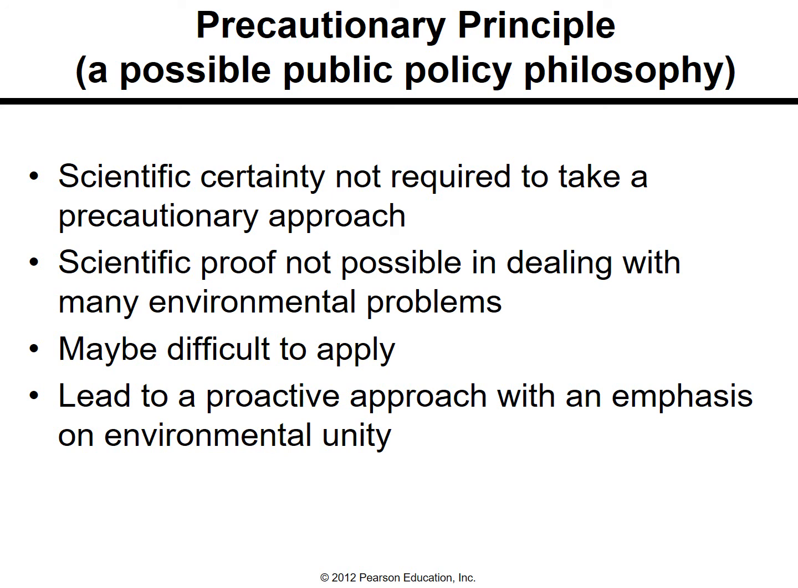Part of the reality behind why people might be an advocate for the precautionary principle is that scientific proof is not possible in dealing with many environmental problems. The precautionary principle may be difficult to apply, partly because of our state of knowing, but another reason why the precautionary principle is difficult to apply is because not everybody in a region or globally is going to be in agreement on being even advocates for the precautionary principle, let alone interpreters of the same data set.